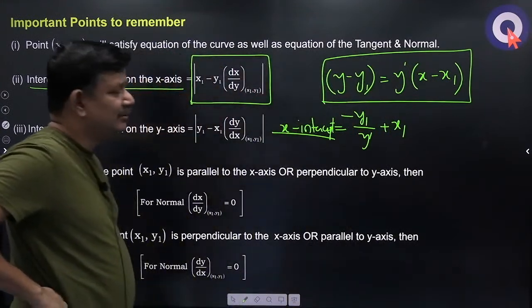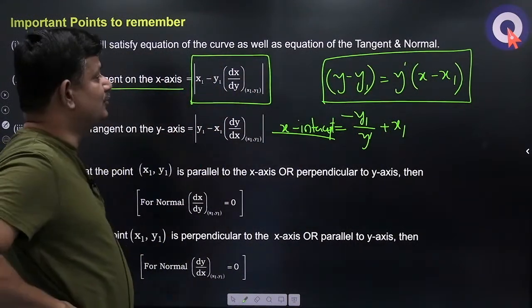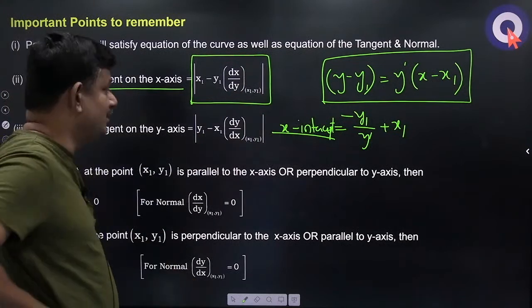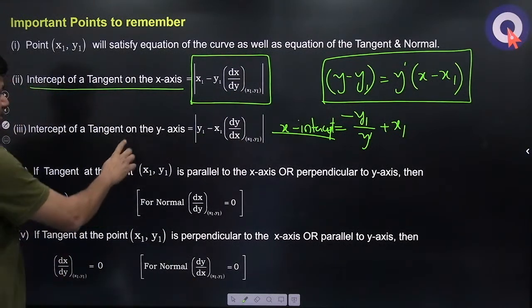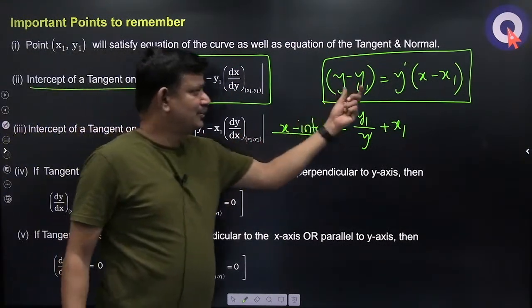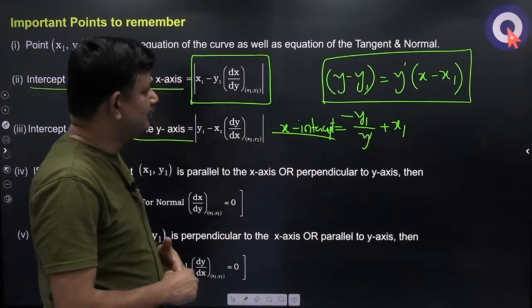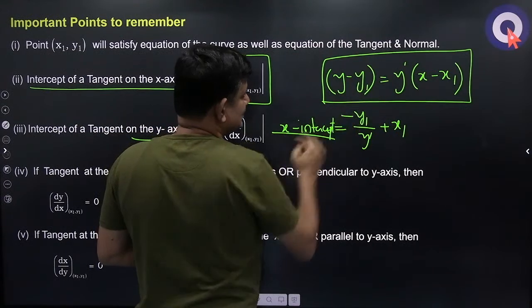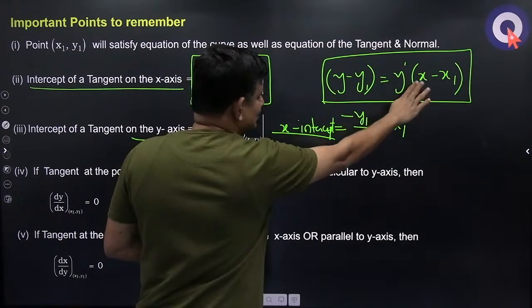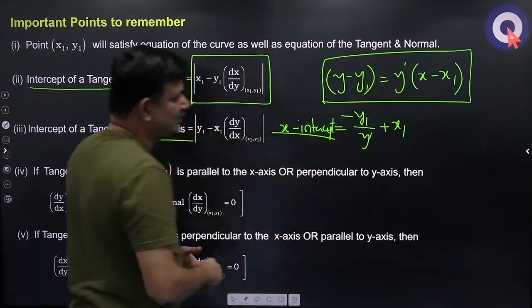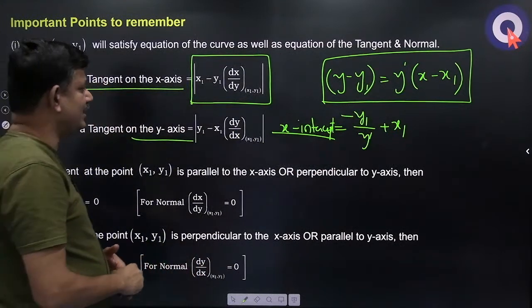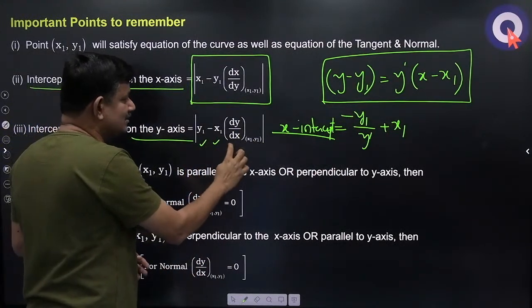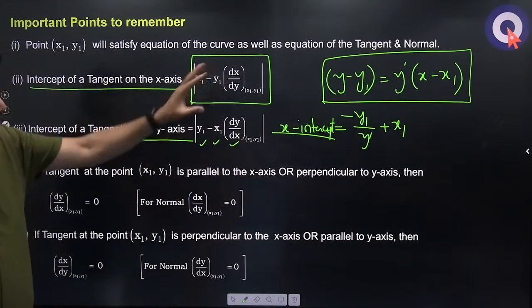You are finding the x intercept, so you have to put y equal to 0. For the intercept on the y axis, instead of putting y equal to 0, I will put x equal to 0. Once I put x equal to 0, the y intercept is y1 minus x1 y dash. So once you write the tangent equation, it is simple.